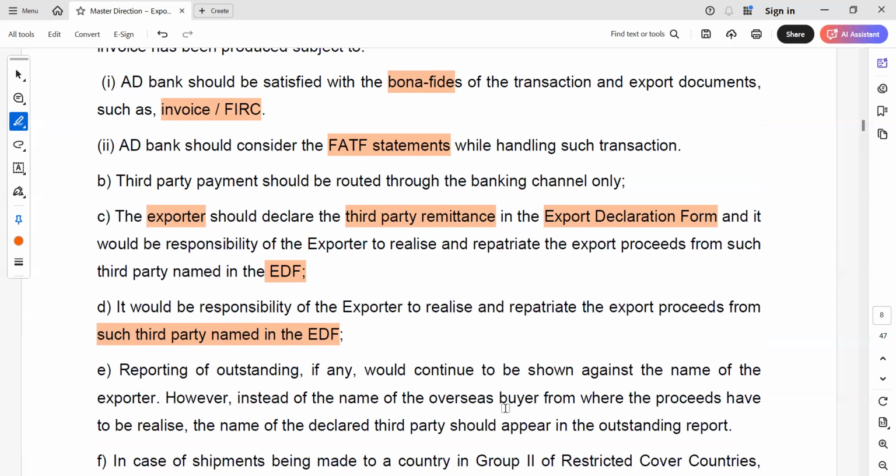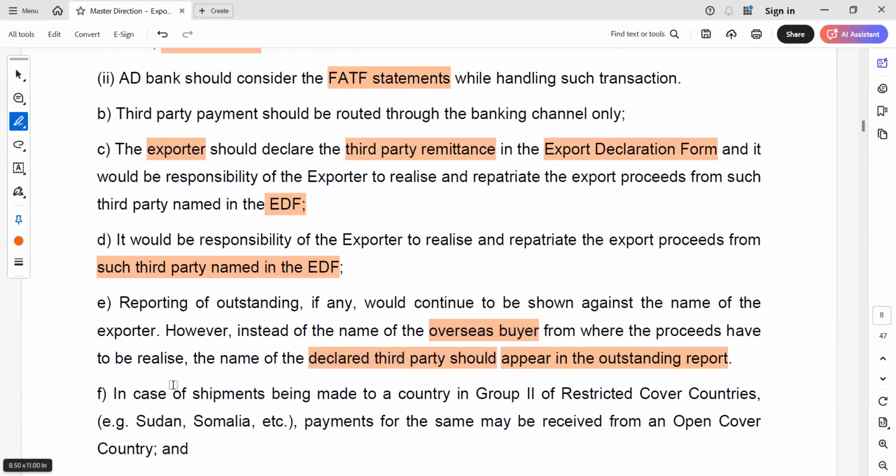Reporting of outstanding, if any, would continue to be shown against the name of the exporter. However, instead of the name of the overseas buyer from where proceeds have to be realized, the name of the declared third party should appear in the outstanding report. तो friends, अगर suppose वहाँ पे payment नहीं आई है, अगर they have done the export, so payment is not received, तो ओवरसीज बायर के साथ उस थर्ड पार्टी का भी नाम जो है वो आउटस्टैंडिंग लिस्ट में होना चाहिए.